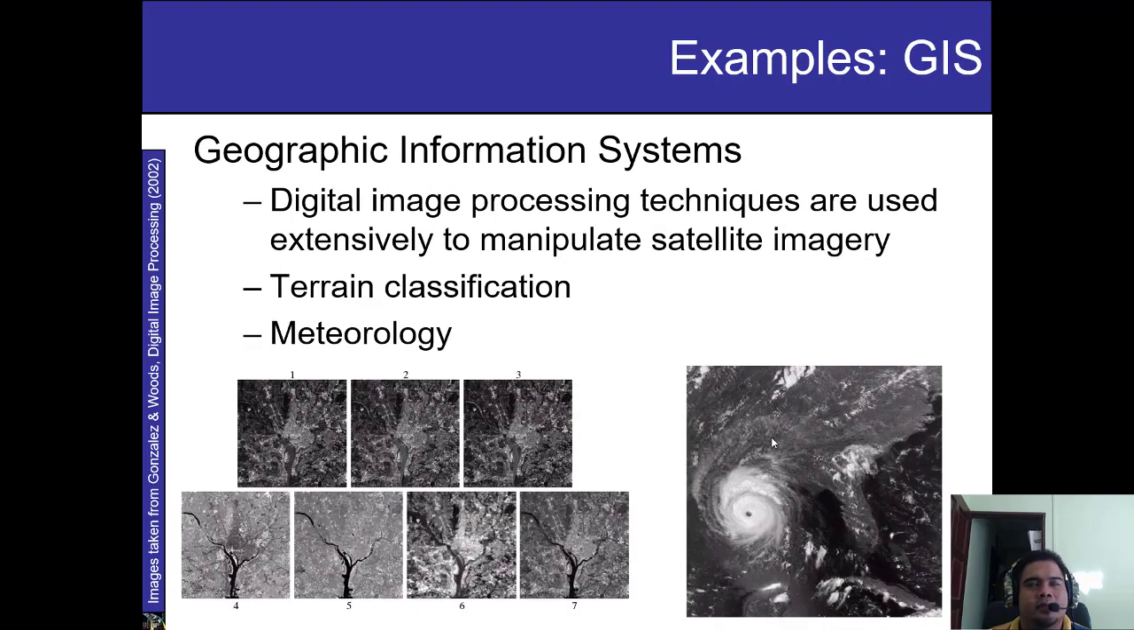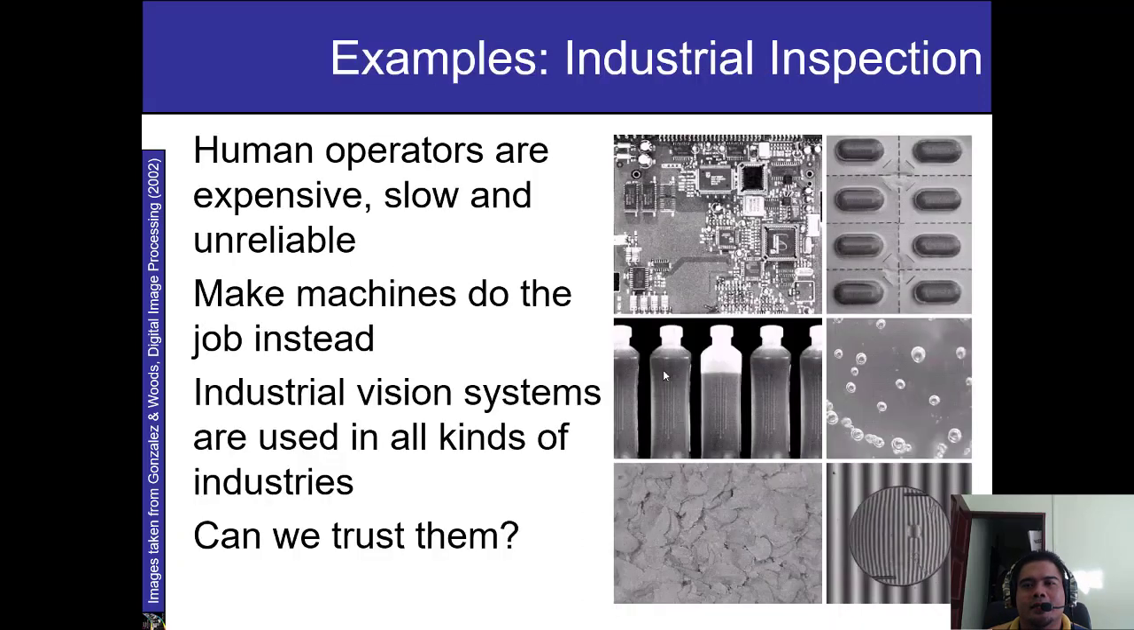Okay, this is the same kind of application which belongs to remote sensing, where they apply a GIS system. They want to see the Earth from the satellite, and of course the camera is very far from the Earth, so it's very difficult to see the ground. So applying image processing helps a lot in remote sensing applications.